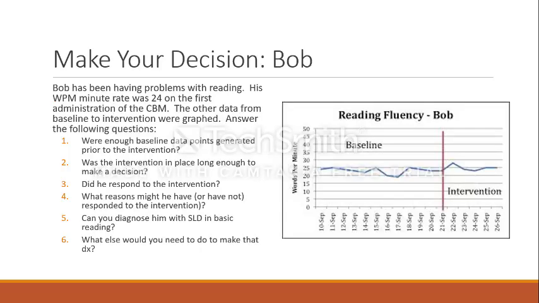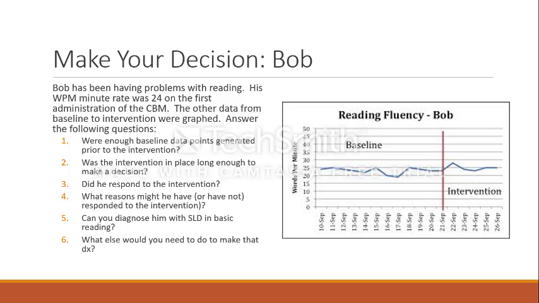So, what I want for you to do on your own is just sit and think about this. Bob has been having problems with reading. His words per minute rate was 24 on the first administration. And you can see that on the 10th of September, the first point is at 24. The other data from the baseline to intervention were graphed. And so we have baseline data, 10th of September through the 20th of September. Then you see the bright red line that tells you the difference between baseline and intervention.